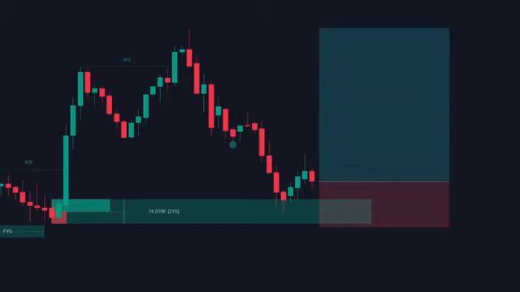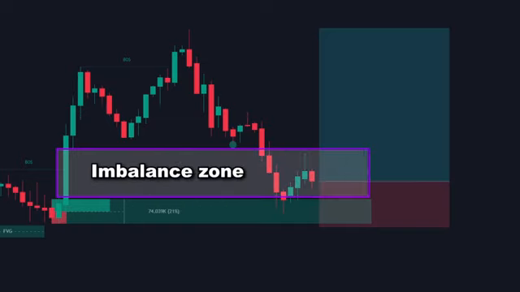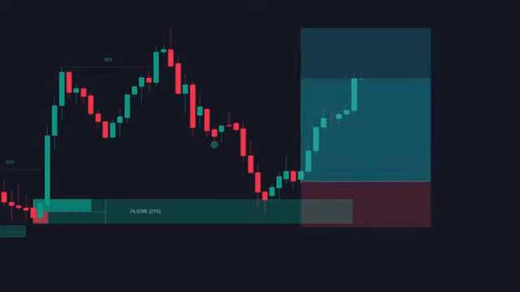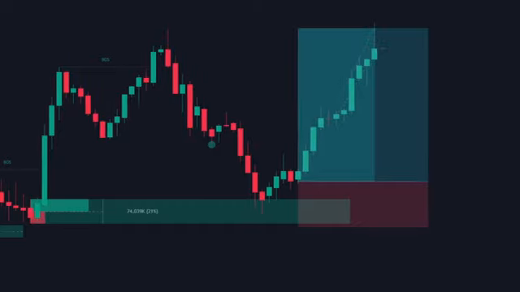Here's how our trade developed. We entered at our imbalance zone with institutional support behind us, and the result speaks for itself. Price moved exactly as predicted, delivering a winning trade.